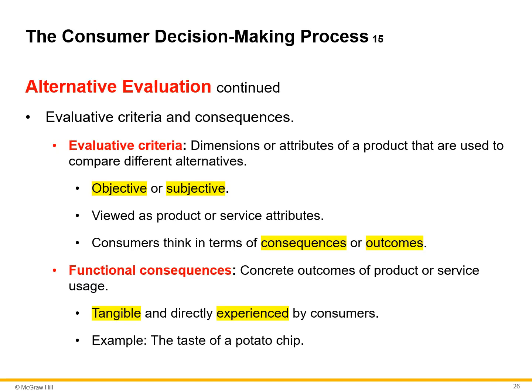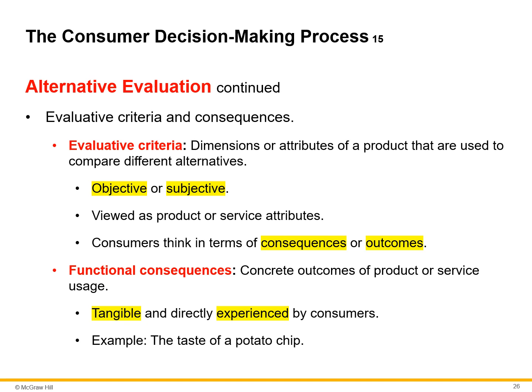Let's continue to talk about alternative evaluation. You have to have evaluation criteria. Evaluative criteria are the dimensions or attributes of a product that are used to compare different alternatives. You have different alternatives, and you want to use those criteria to make a decision. The evaluation could be objective or subjective. It could be viewed as product or service attributes. Consumers think in terms of consequences and outcomes. When we evaluate, we think about what will be the consequences, what comes out of that.